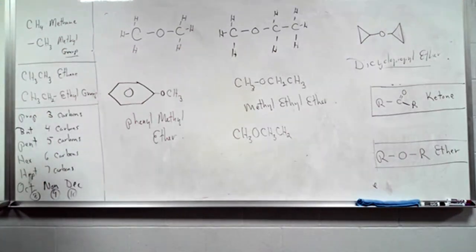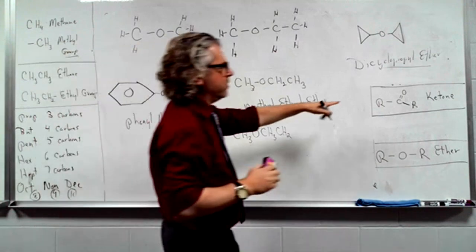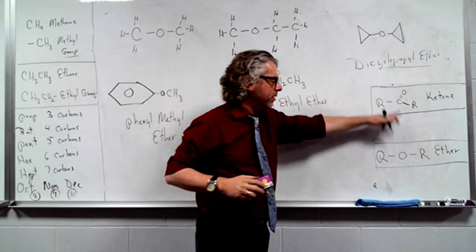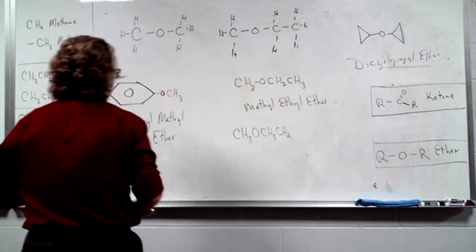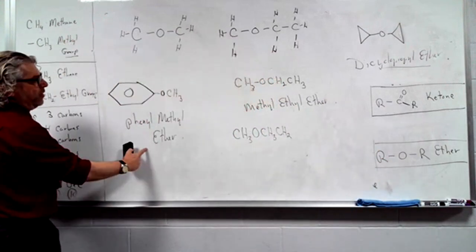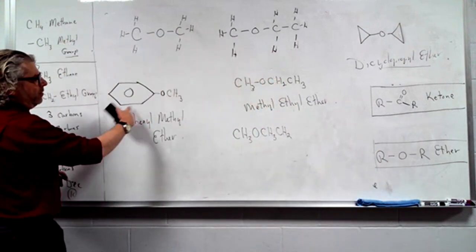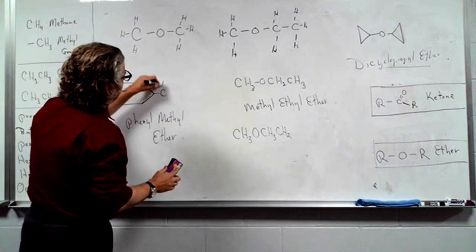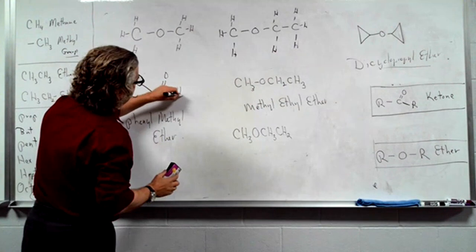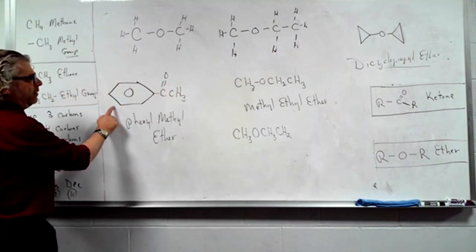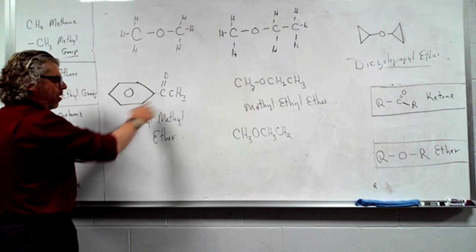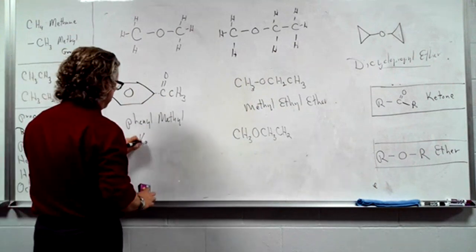Now, I said I wanted to name ethers, but I also want to name ketones. You can name ketones by naming both sides the same way, because they're sandwiched in the middle. So let's just change these into ketones. Phenylmethyl ether, phenyl benzene ring, OCH3. Now, C double bond O, CH3. Phenylmethyl ketone, because it's R, C double bond O, R.